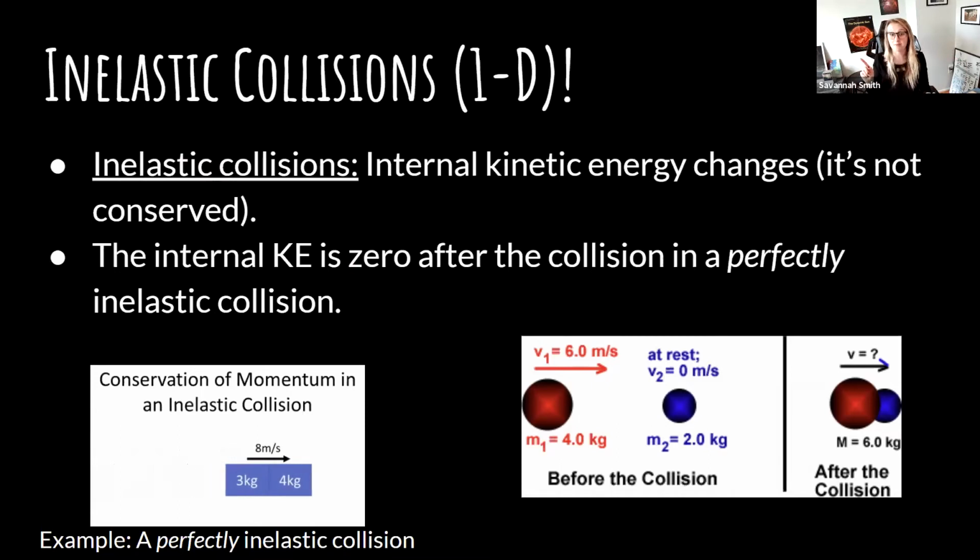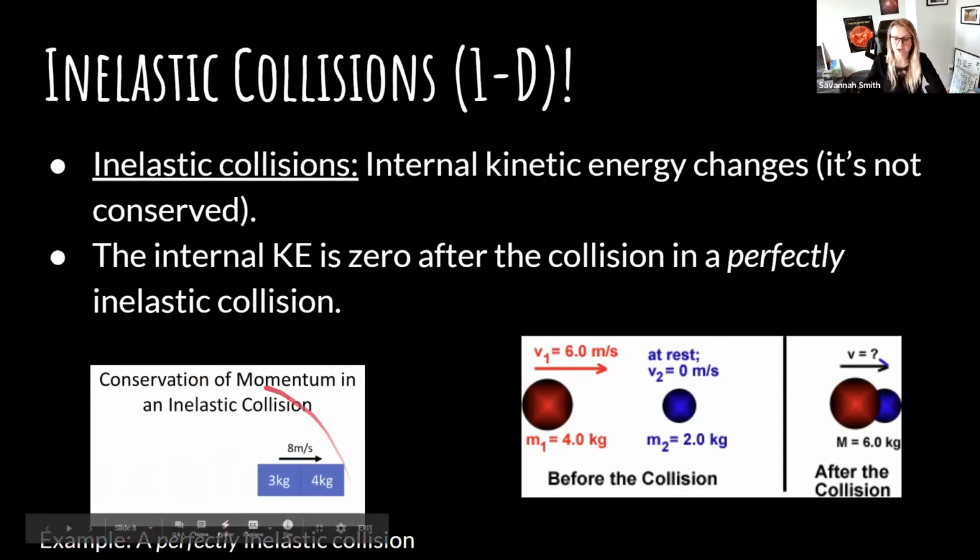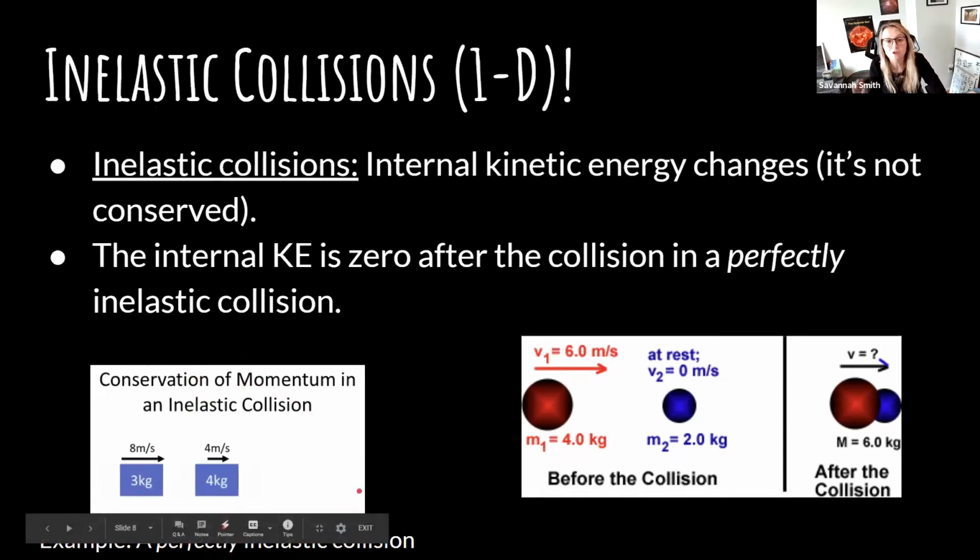So take note of that, because you should also notice that when you're doing your equations. When you're writing out and doing these calculations, these velocities aren't necessarily added when we're talking about inelastic. Okay, good. We can also say that the internal kinetic energy is 0 after the collision in a perfectly inelastic collision. And as I said right here, this example is a perfectly inelastic collision.